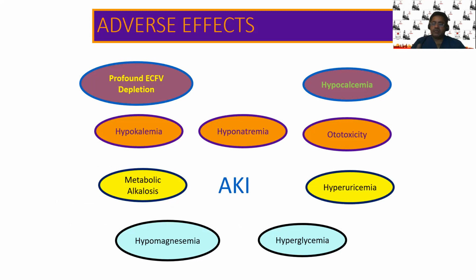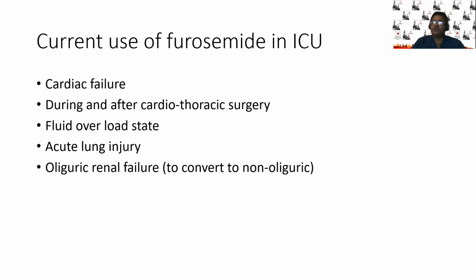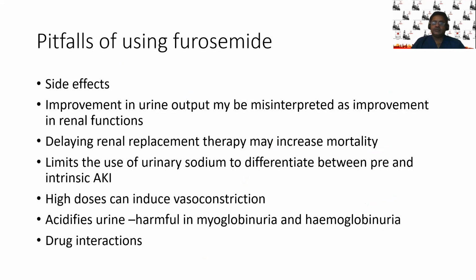This also has to be balanced with the fact that diuretics have a lot of side effects like profound fluid volume depletion, hypocalcemia, hyponatremia, hypokalemia. They can produce a contraction alkalosis and hypomagnesemia, and in the long term can produce hyperglycemia and ototoxicity. So they have a lot of effects which should warn us about not using them. So where do you use furosemide in your ICU today? For cardiac failure, during and after cardiothoracic surgery, for a fluid overload state, acute lung injury, and in patients who have oliguric renal failure to test the renal reserve.